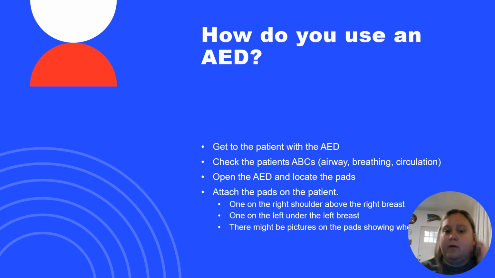We're going to put one pad over the right shoulder. I'm sorry, no, not over the right shoulder. Over the right breast near the shoulder. So it's going to go up by the shoulder, right here, over the right breast. The other pad is going to go under the left breast, kind of toward the side, but right under the left breast, okay? Again, if you get confused, look at the pictures, but let's try to do some training and get out of the habit of that, okay?